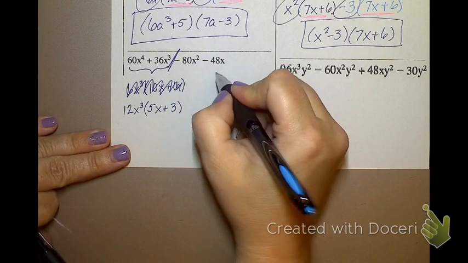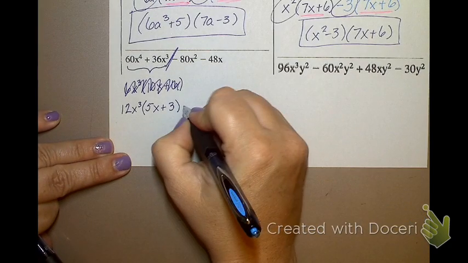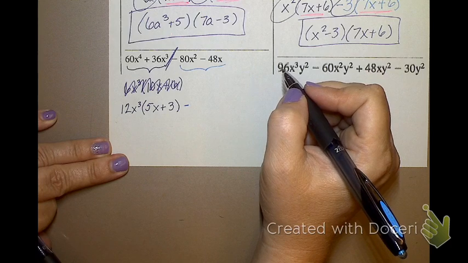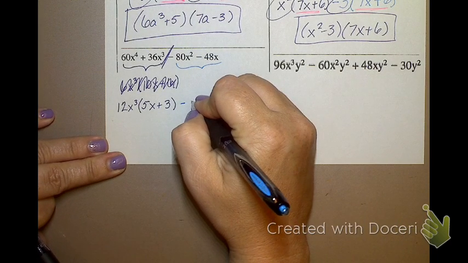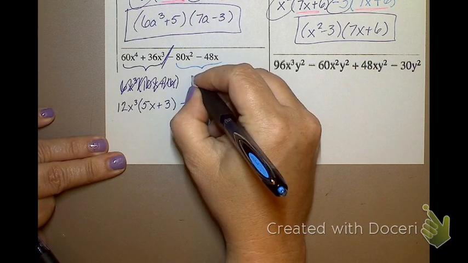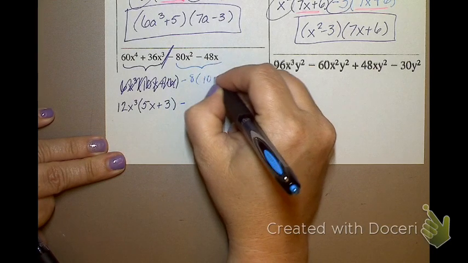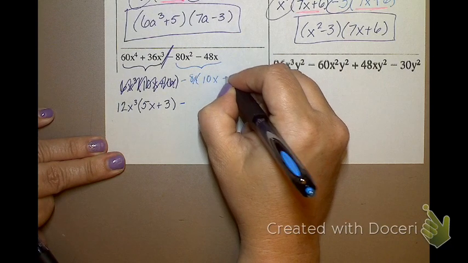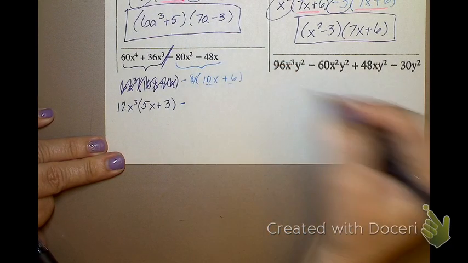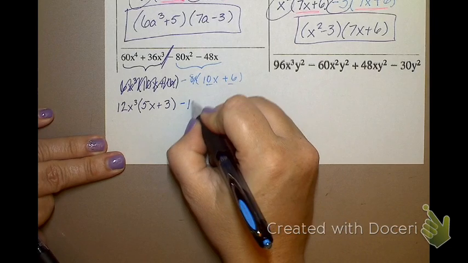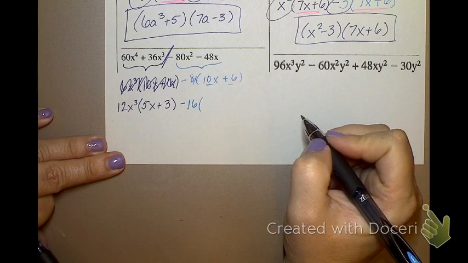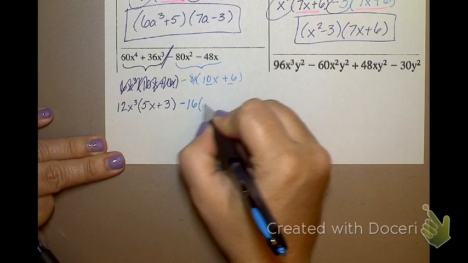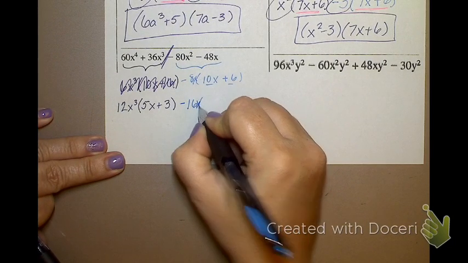What sign am I going to bring down from my second one? Minus. What do these two have in common? Biggest number they have in common? 8. Bigger than 8. Because if I took out an 8, that leaves me with 8x, right? 10x plus 6. We got to go bigger than 8. 16. 16 times what is negative 80x squared? Actually, it's 16x, isn't it? Yeah. Don't forget that x.